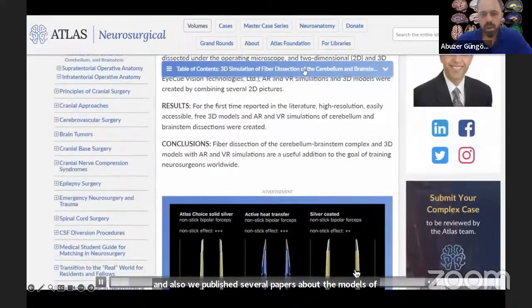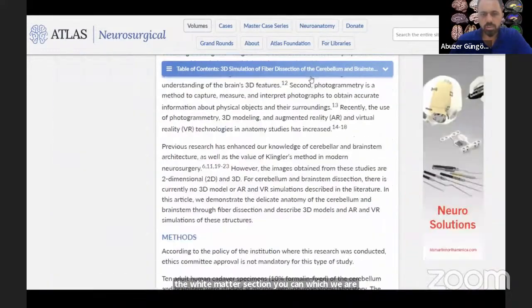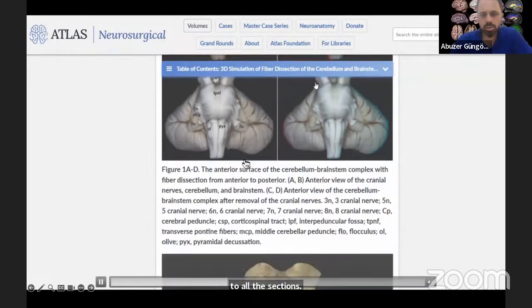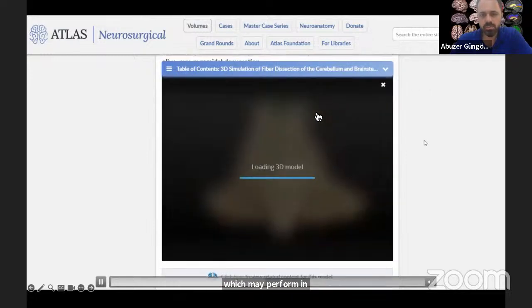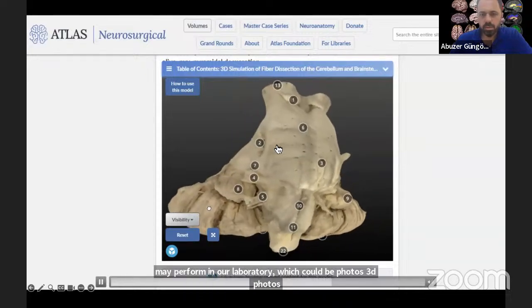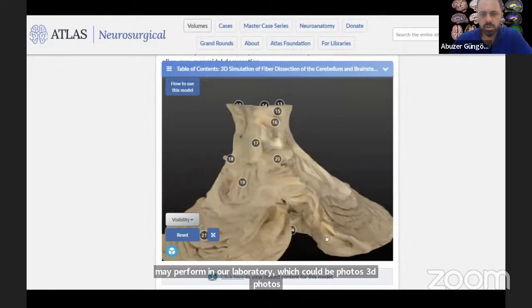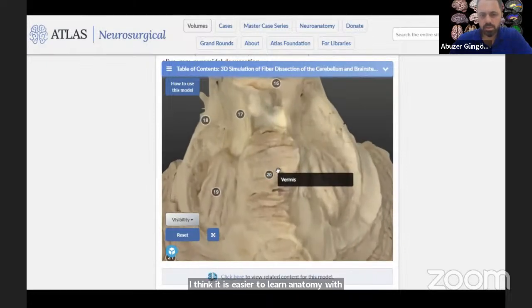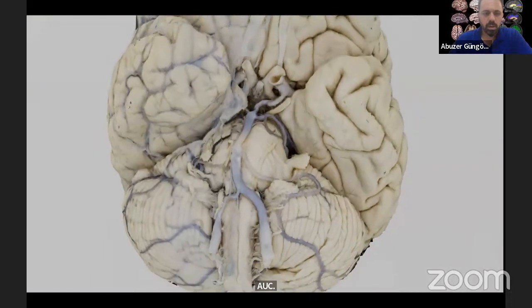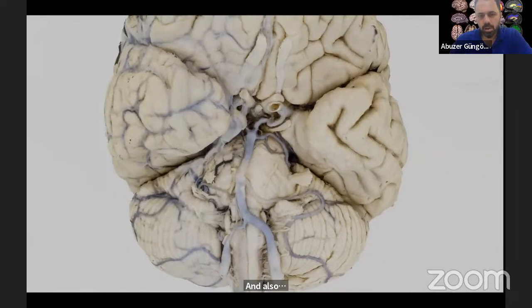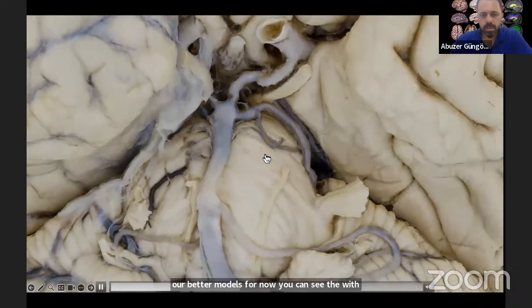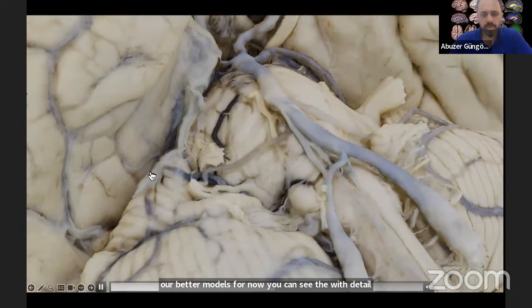You can reach our dissections, which were performed in our laboratory, via the Neurosurgical Atlas. You can reach 2D photos, 3D photos, and 3D models with labels. And I think it is easier to learn anatomy with these models, as you see. We also try to publish our better models. You can see every detail about the brain anatomy.